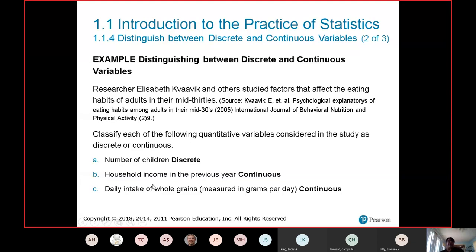Household income in the previous year. That's something measured. Daily intake of whole grains. Continuous. That's measured. 3 good test questions right there. We already talked about all 4 of those.